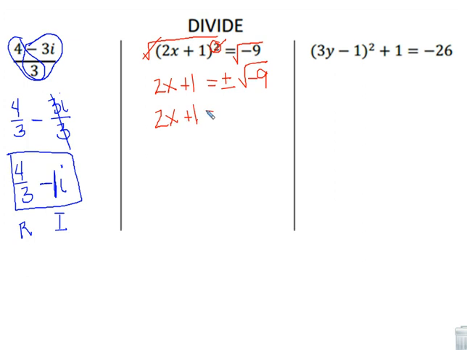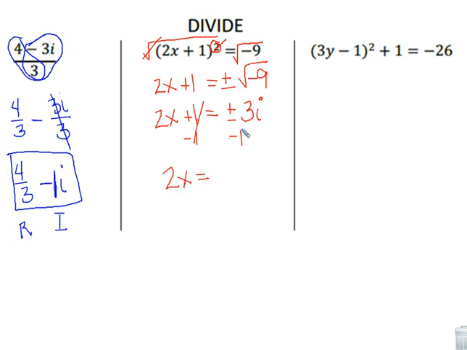So let's simplify our right-hand side. We have plus or minus the square root of 9, which is a whole number 3, but since my inside was negative, okay, can't forget that imaginary i. Alright, so just like before, trying to figure out what x is, right now it's kind of easy. We can subtract 1 from both sides. So I'm left with 2x equals.